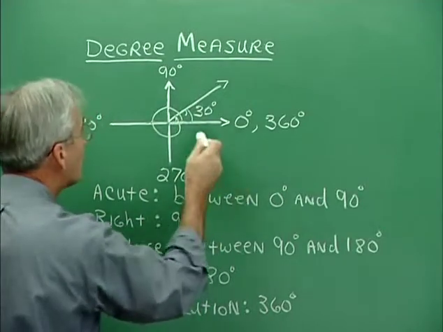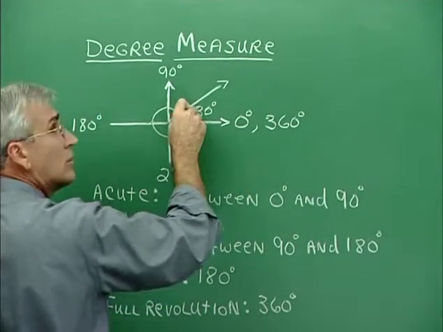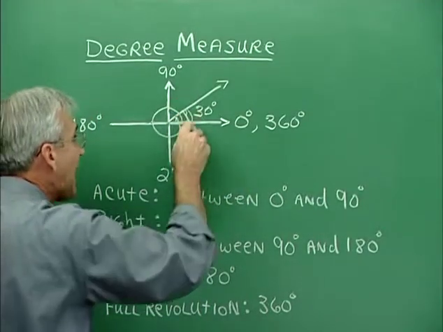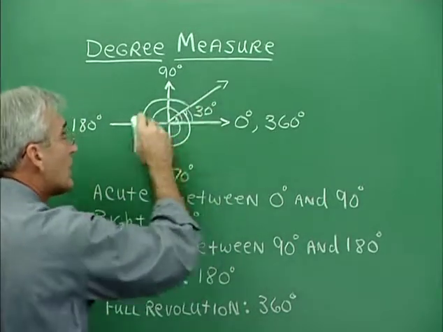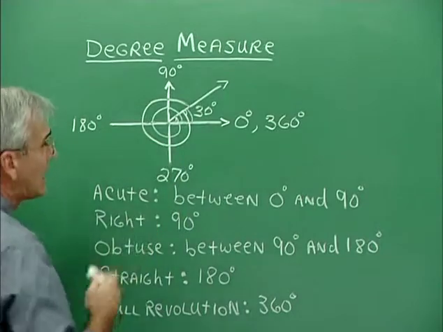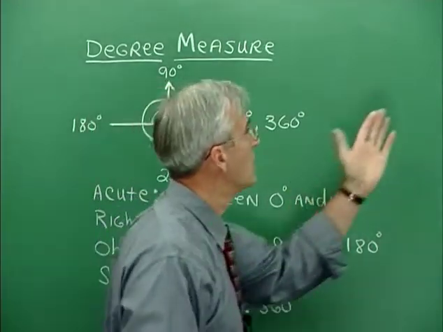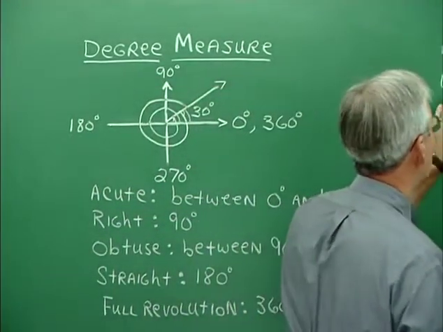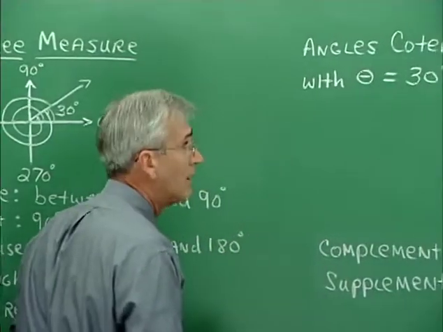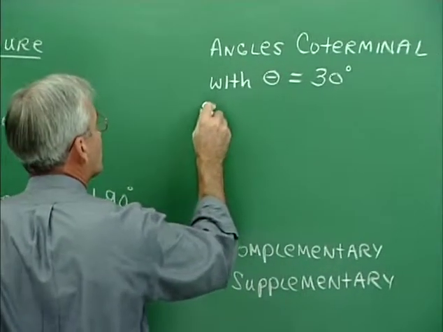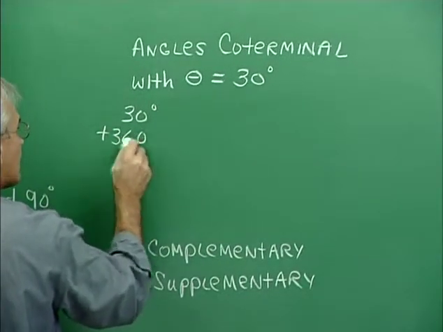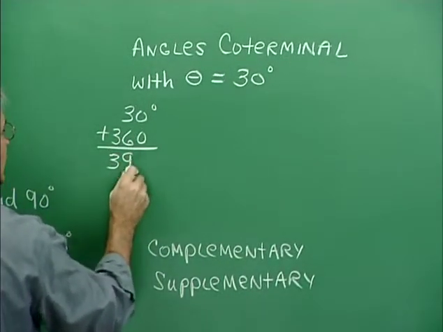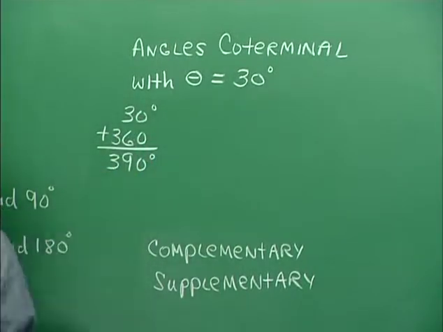And another way to do it would be to maybe go to that terminal side and then go back the other way, all the way around the circle. So it would be 30 minus 360. Now, algebraically, we would do the calculation like this. If we want to calculate angles coterminal with an angle theta of 30 degrees, then we could say it's 30 degrees plus 360 degrees, or a 390 degree angle would be coterminal with that one.